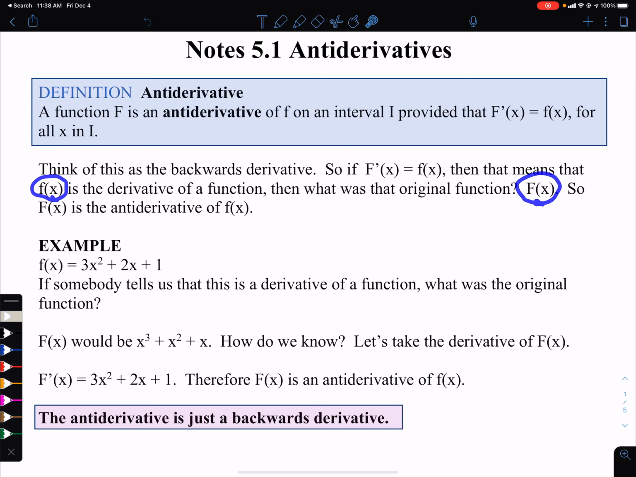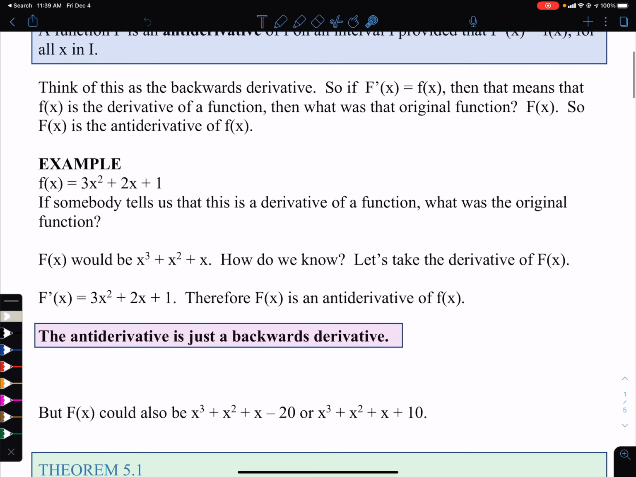How do you know? Because when you take the derivative of big F, it equals little f of x. That's how you know you did it correctly. So you know you got the correct antiderivative if you take the derivative of the antiderivative and you get your function. So we're just doing a backwards derivative, and the notation, big F is the backwards derivative. How do we know? You take the derivative of F and it comes out with what you have. So here's an example.